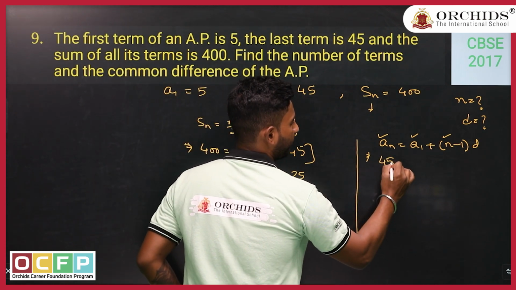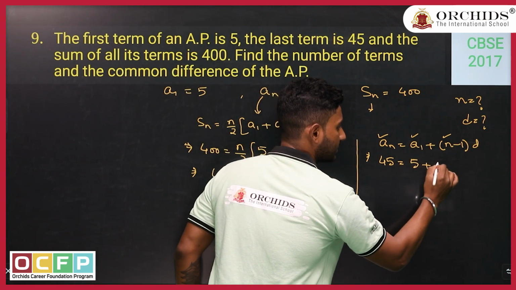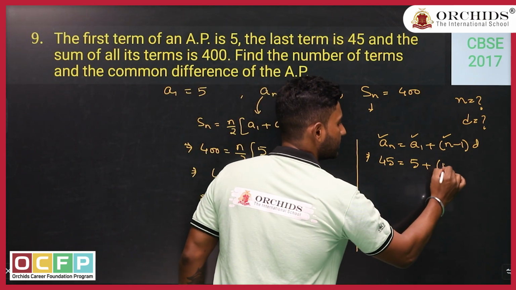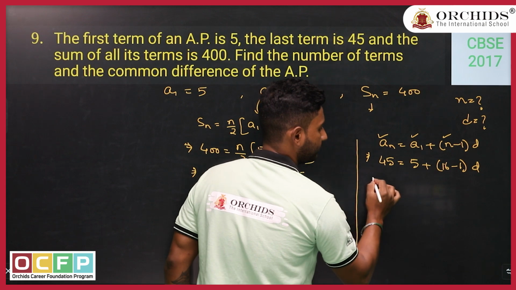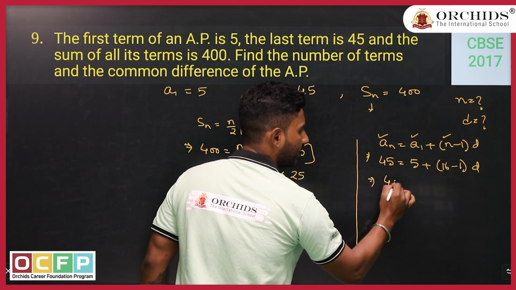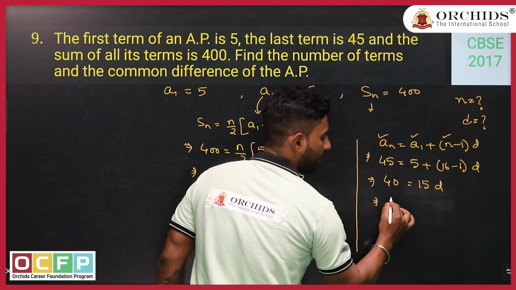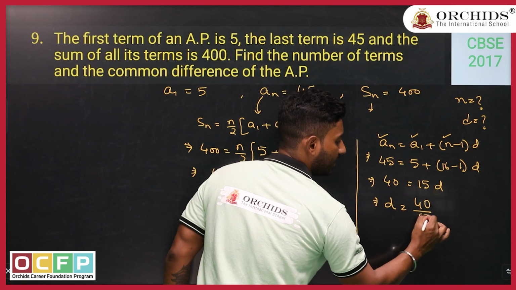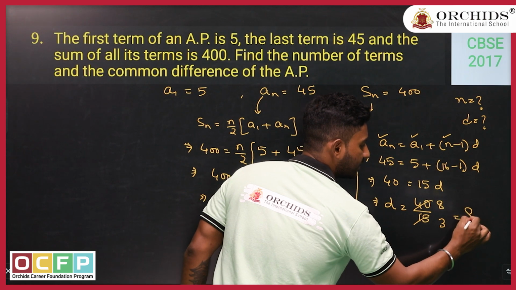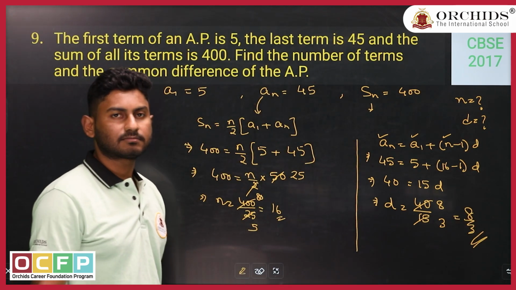a_n is 45. What is a1? It's 5 plus n is 16, so (16 minus 1)d. Let's solve it. 45 minus 5, 5 will come to this side, 40, right? Equal to 15d. So d will be equal to 40 by 15. Just simplify it. So the answer is 8 by 3. So here is d. Yes?